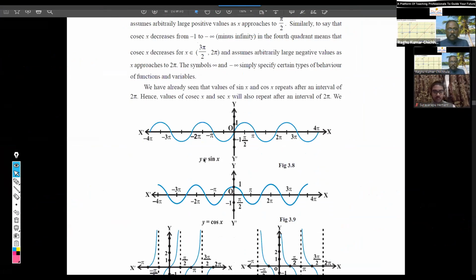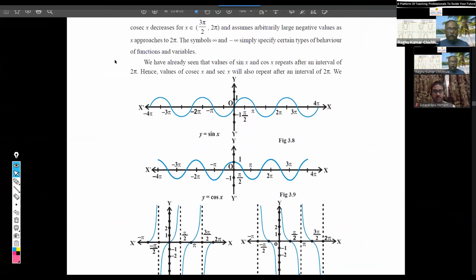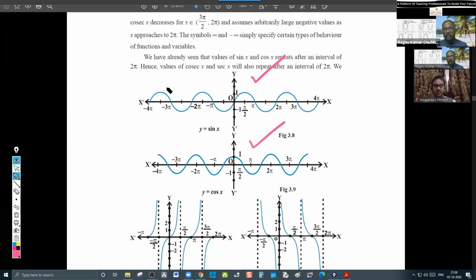Sine graph, first one. You can see the shape of the graph is in the form of a wave. It is also in the form of a wave. That is why we call it a sine wave. And it is preferred because it passes through the origin. But the other is not passing through the origin. So that is the reason why it is preferred. That is about sine x and cos x.